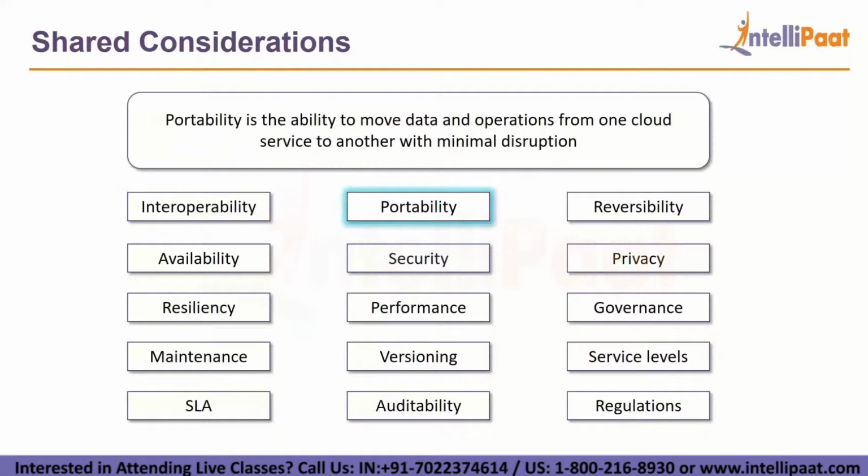It is the ability to move data and operations from one cloud service provider to another with minimal disruption. To give you an example, if you are using Azure Cloud Services and you certainly determine that this is no longer working for you, the price is too high, or maybe the services are not as good as they were promised, you should be able to move your virtual machines, your data, and your applications or the processes to another cloud computing provider such as Google Cloud Platform or Amazon Web Services, and so on and so forth.